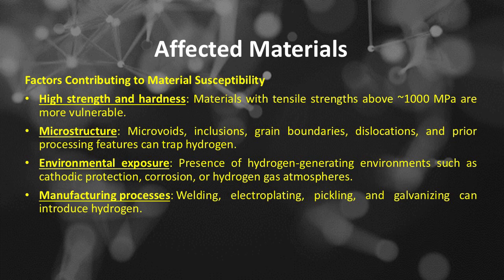Factors contributing to material susceptibility include, number 1, high strength and hardness. Materials with tensile strengths above 1000 MPa are more vulnerable. Number 2, microstructure: microvoids, inclusions, grain boundaries, dislocations, and prior processing features can trap hydrogen. Number 3, environmental exposure: presence of hydrogen-generating environments such as cathodic protection, corrosion, or hydrogen gas atmospheres. Number 4, manufacturing processes: welding, electroplating, pickling, and galvanizing can introduce hydrogen.